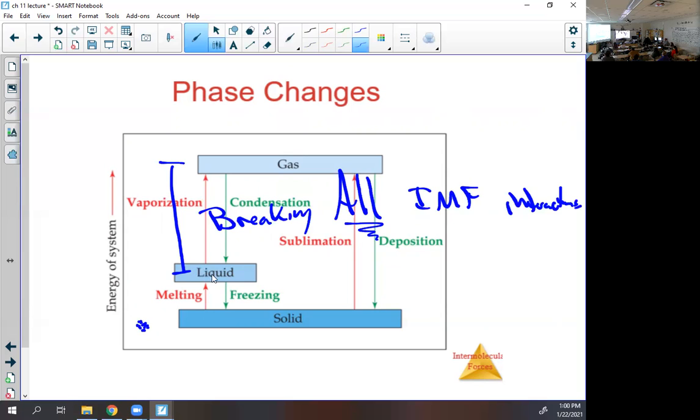All right, so you are breaking some intermolecular forces to go from here. But from a liquid to a gas, you break every single one of them for every single atom. That takes a lot of energy.